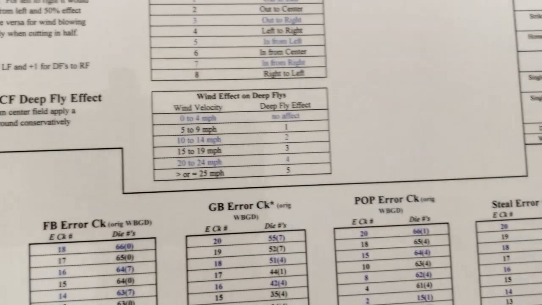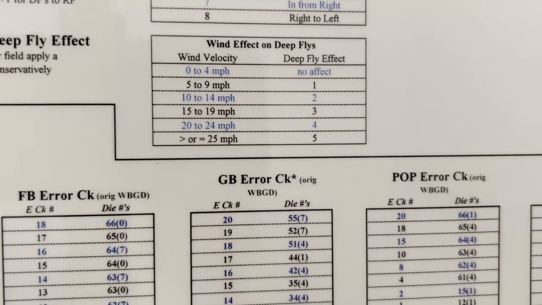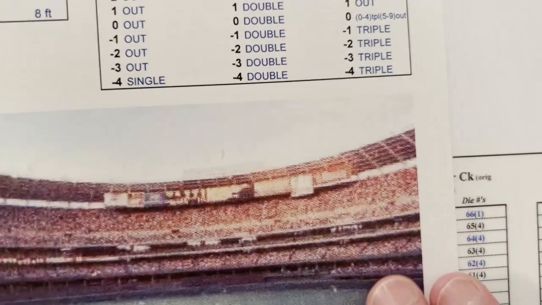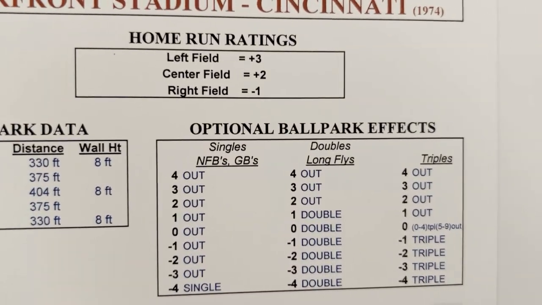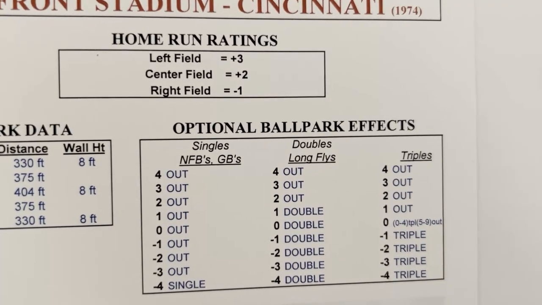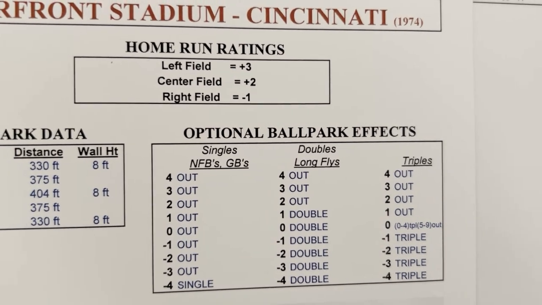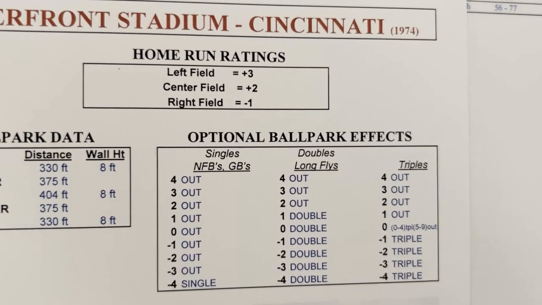Okay, the first thing it does is the wind is going to make it easier to hit home runs to right field. A wind velocity of 10 to 14 miles an hour adds 2 to the deep fly effect to the field that is impacted. So that's right field. And so right field would go from -1, where it takes away some home runs. You add 2 to that, it's now +1. So now the home run ratings favor the hitter in all 3 corners of the field. Left, center, and right are all going to be +3, +2, and right field will be now +1.